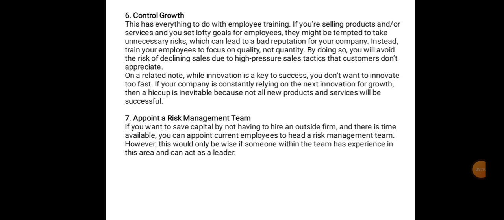Next is control growth. This has everything to do with employee training. If you are selling products or services and you set lofty goals for employees, they might be tempted to take unnecessary risks, which can lead to a bad reputation for your company. Instead, train your employees to focus on quality, not quantity.